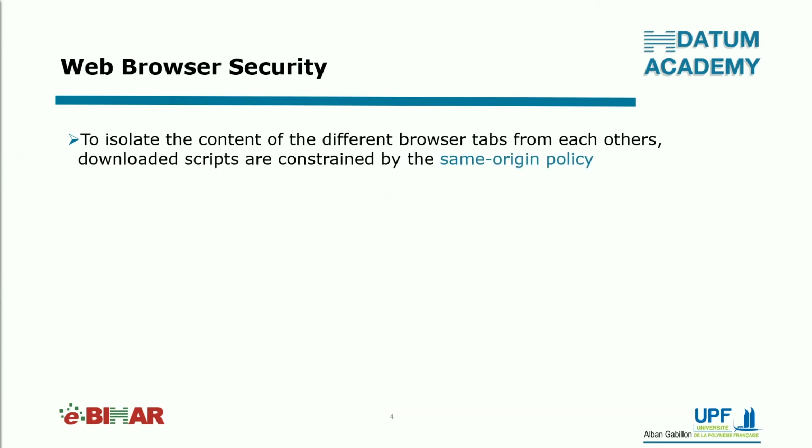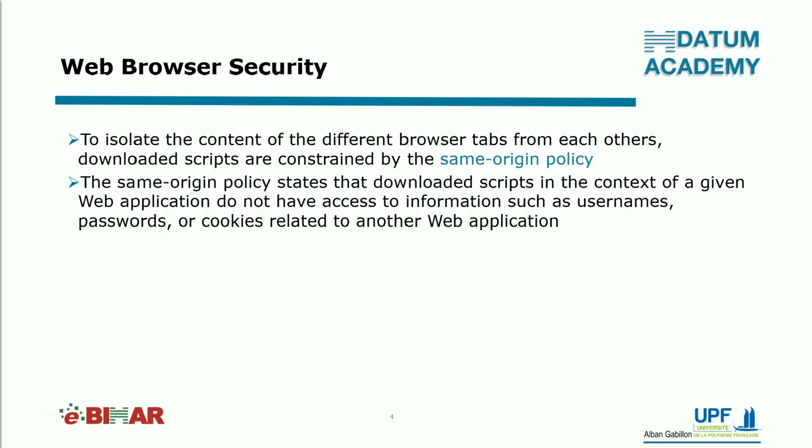Now, in order to isolate the content of different web applications, the downloaded scripts are constrained by the so-called same origin policy. This is an important policy to know if you are a web developer. The same origin policy is what we call the mandatory policy. It states that scripts downloaded in the context of a given web application do not have access to data related to another web application. And in fact, most modern browsers enforce this mandatory policy.